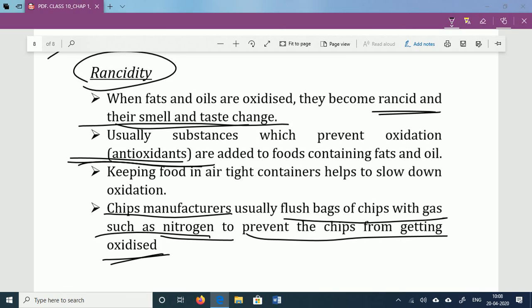So students, today we discussed three reactions. One is the displacement reaction, the second is the double displacement reaction, and the third is the oxidation reduction reaction. Now today our chapter 1 is officially completed.